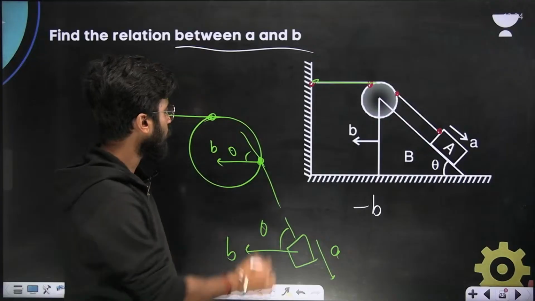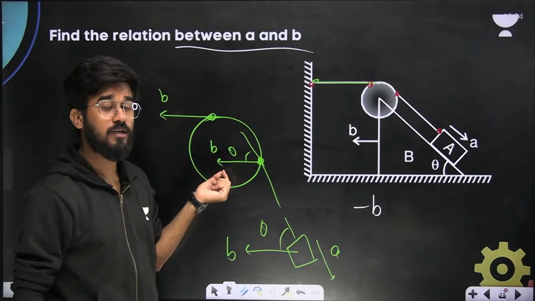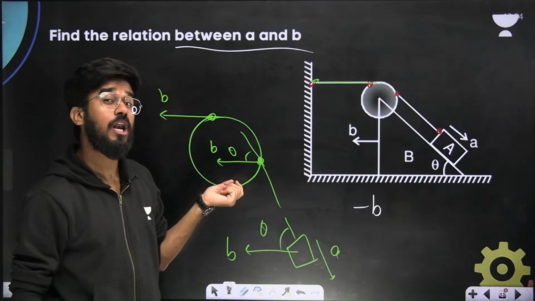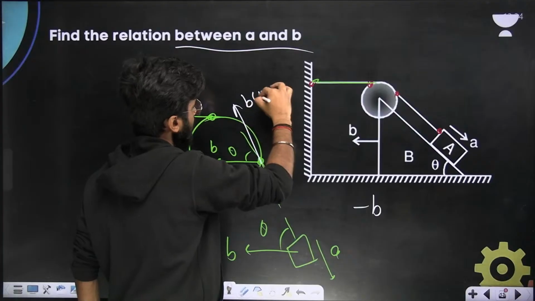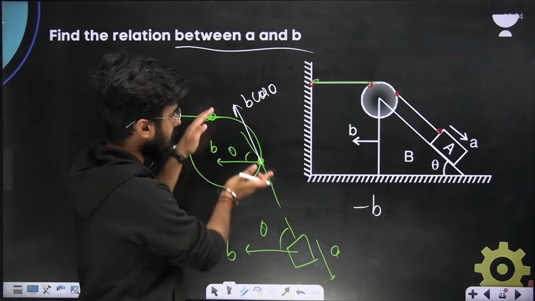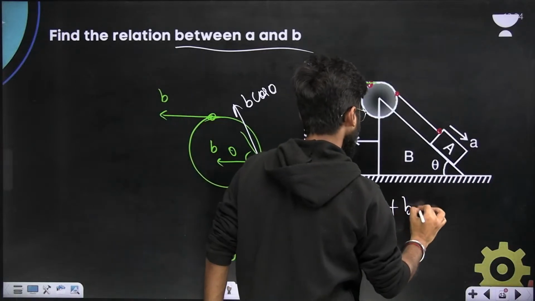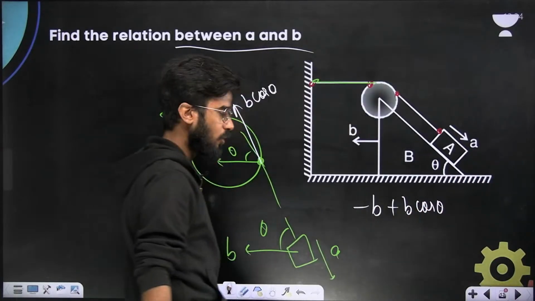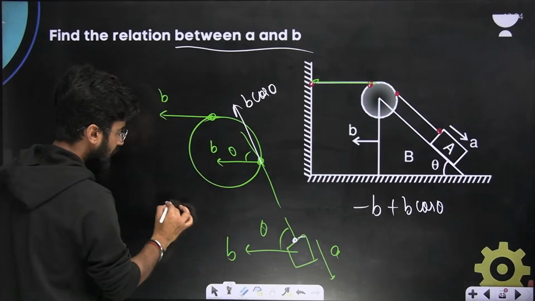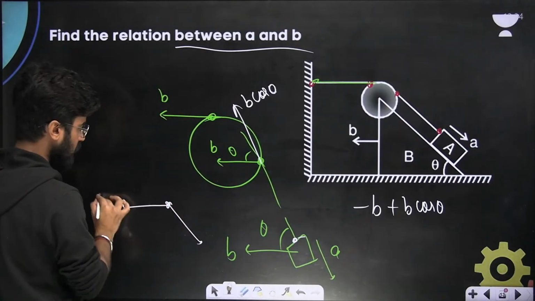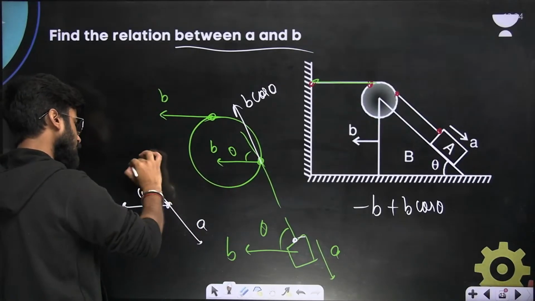Now come to this point. This point is moving in this direction with velocity B, so we have to consider the component of this particular velocity along the string. So what is the component of velocity along the string? This. So this is B cos theta, and this is moving in this direction, so the length is increasing, means plus B cos theta. Next thing. Now this block, just consider this particular point, in this direction also and this direction also. This is B and this is theta and this is A. Correct? So this is B cos theta.